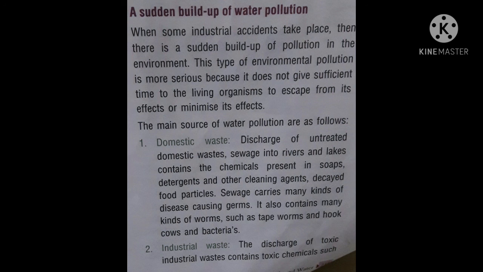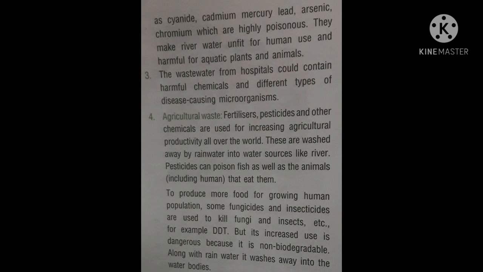Now, industrial waste. The discharge of toxic industrial waste contains toxic chemicals such as cyanide, cadmium, mercury, lead, arsenic, chromium. These are elements and these are highly poisonous. They make river water unfit for human use and harmful for aquatic plants and animals also. The wastewater from hospitals could contain harmful chemicals and different types of disease causing microorganisms.